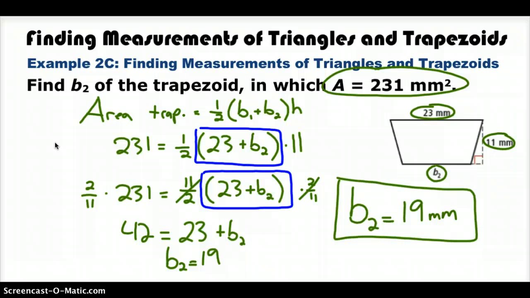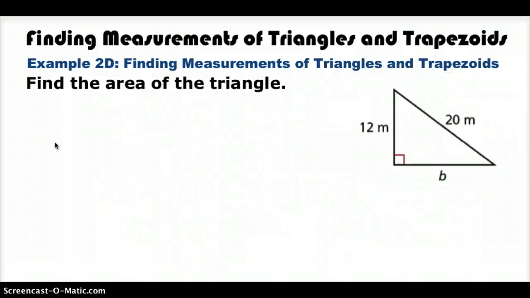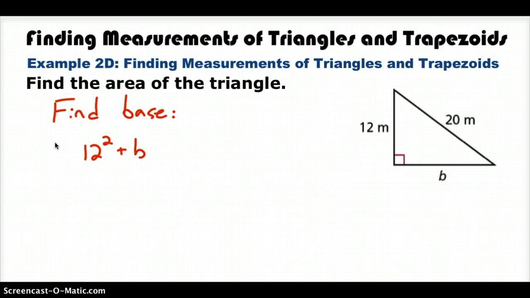Let's look at one final example here. Find the area of this triangle. Well, we have a right triangle, and we have two of the known side lengths, so let's just use the Pythagorean theorem. I'll find the base here by using the Pythagorean theorem. So I'm going to say 12 squared plus b squared equals 20 squared. This will give us 144 plus b squared equals 400.